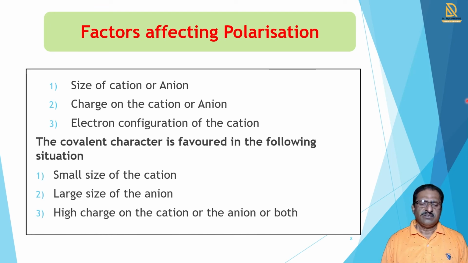And when the size of the cation is larger, the size of the anion is smaller, and the charge on the cation and anion is comparatively less, then covalent character is less and ionic character is more. So these are the factors which affect polarization. So polarization of ions depends mainly on the size of the ion and the charge of the ion.